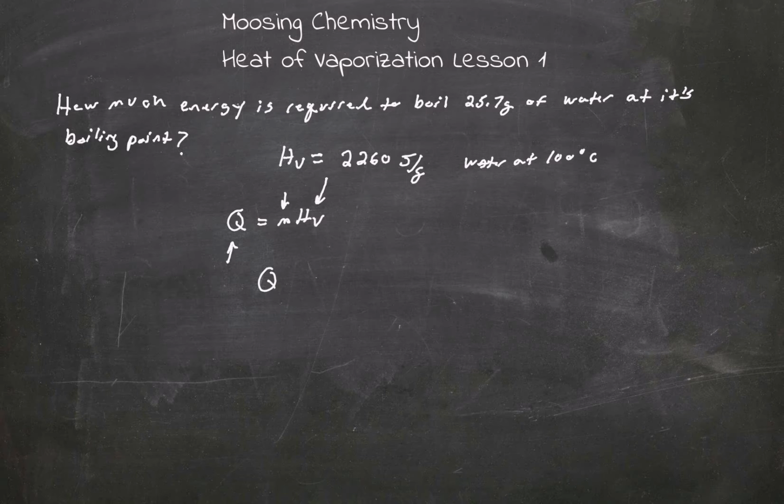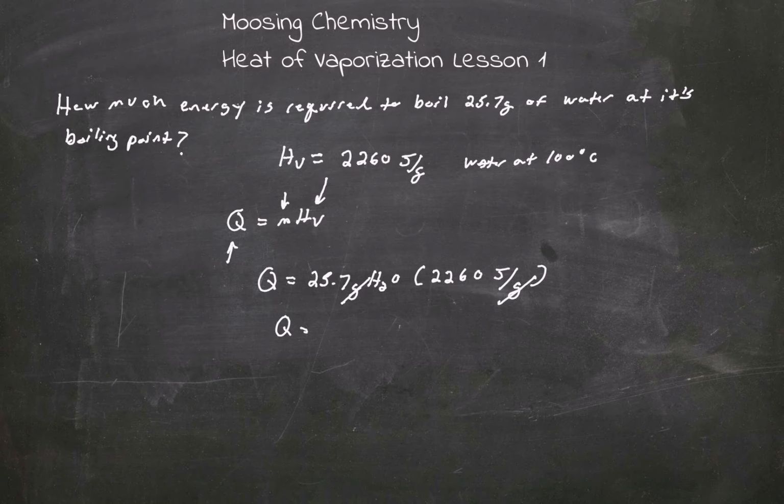Okay, so we're going to set this up. We're going to go Q equals 25.7 grams of H2O times 2,260 joules per gram for that 100 degrees centigrade. So that grams cancels out there, and our Q value is going to equal, let me take my calculator here, we get 25.7 times 2260. This is pretty easy stuff.